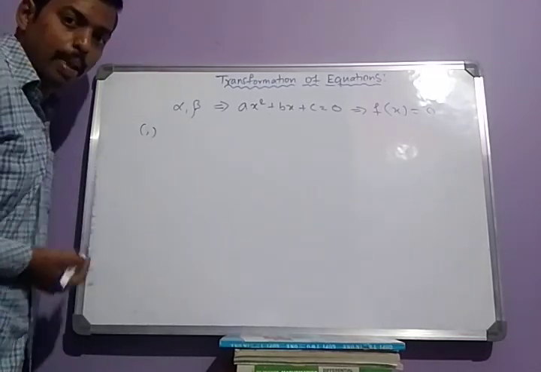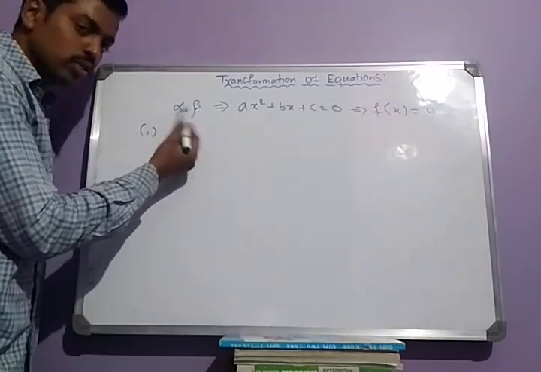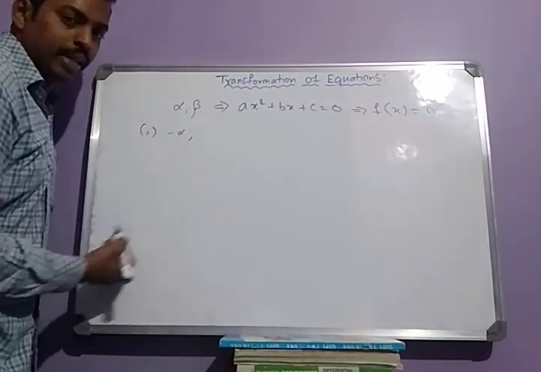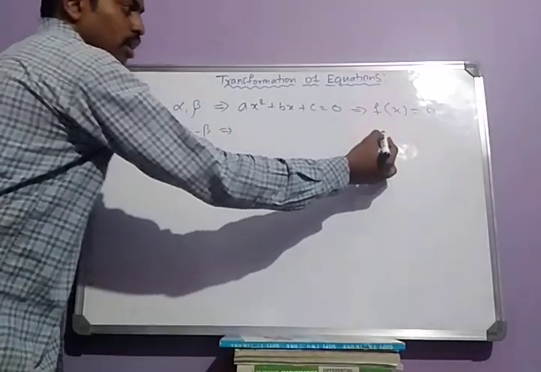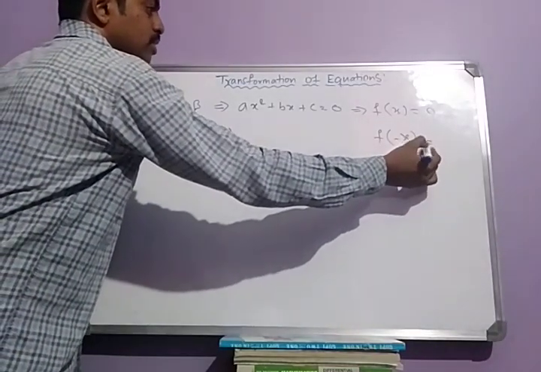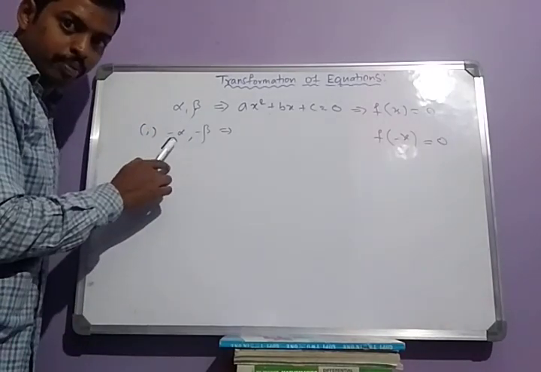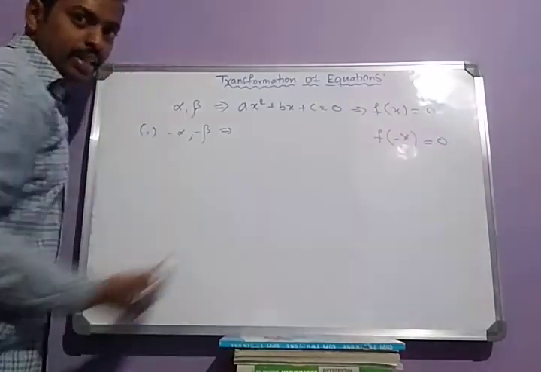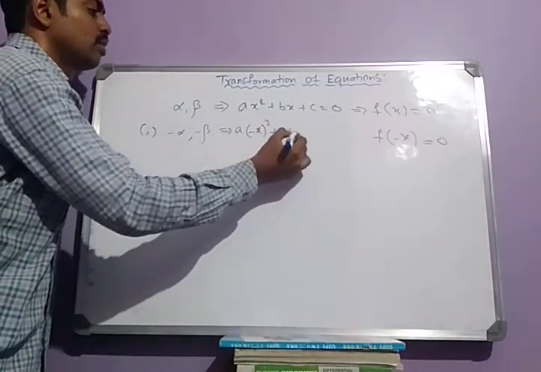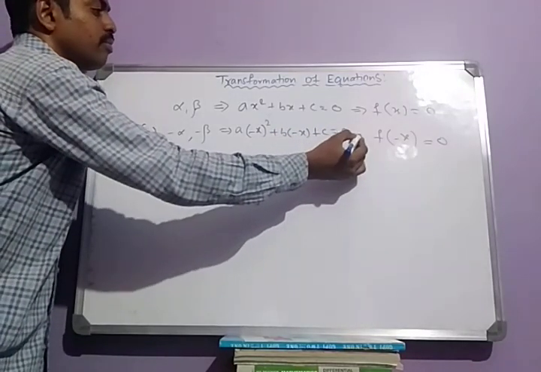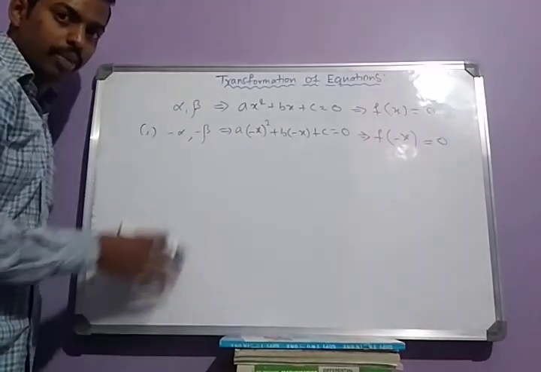The first possibility. What if the roots change their sign? That means both the roots change their sign. That means alpha becomes minus alpha and beta becomes minus beta. You are supposed to understand that x will become minus x. If alpha and beta become minus alpha and minus beta, x becomes minus x. That means in place of x you are supposed to take minus x. So I will tell you why. First let me complete this table.